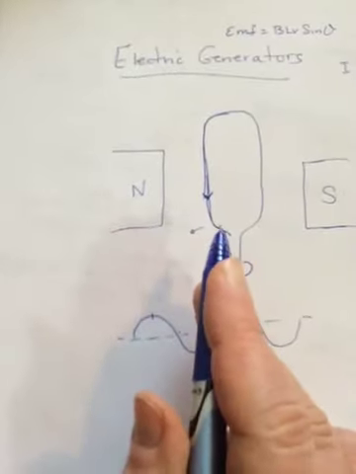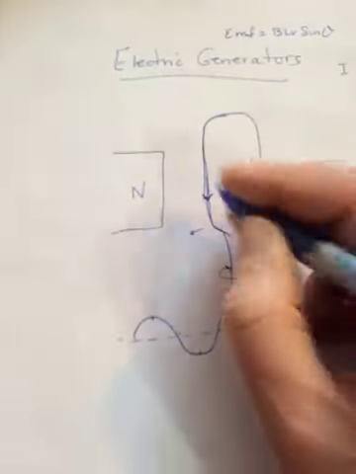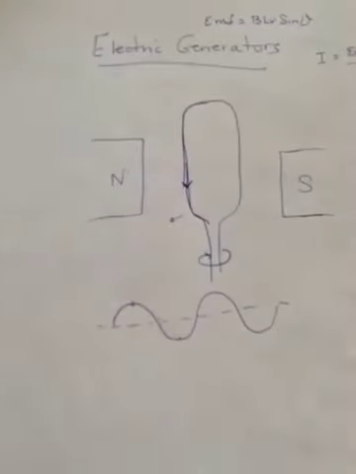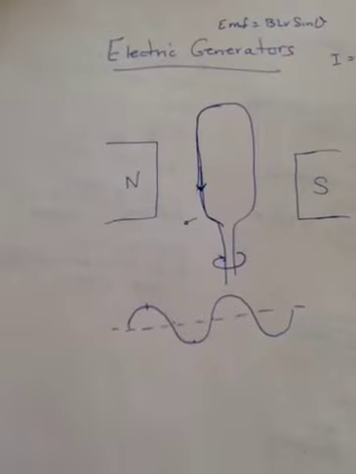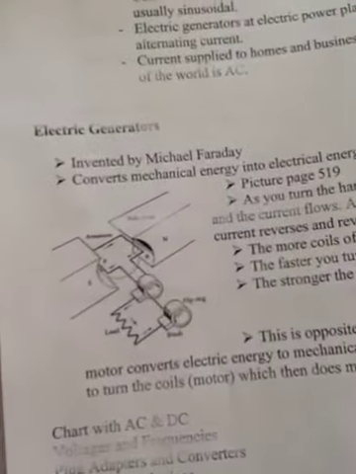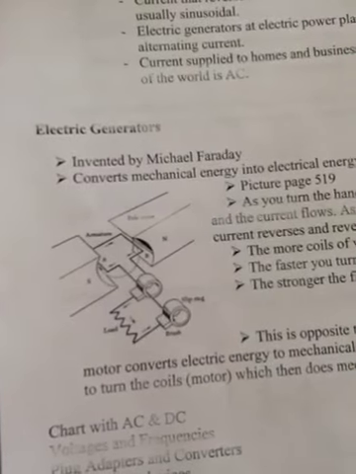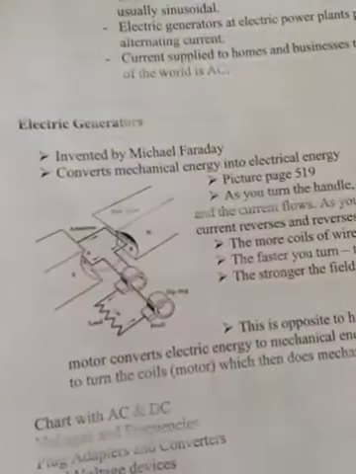If I want to get more current or more voltage, what I would do would be add more coils, right? The more coils, the more current that would be induced. Okay, so this is all a generator is. This might be a better picture than the one I have there, but it's the same idea. There's a good picture on page 519 too, if you have your book home.